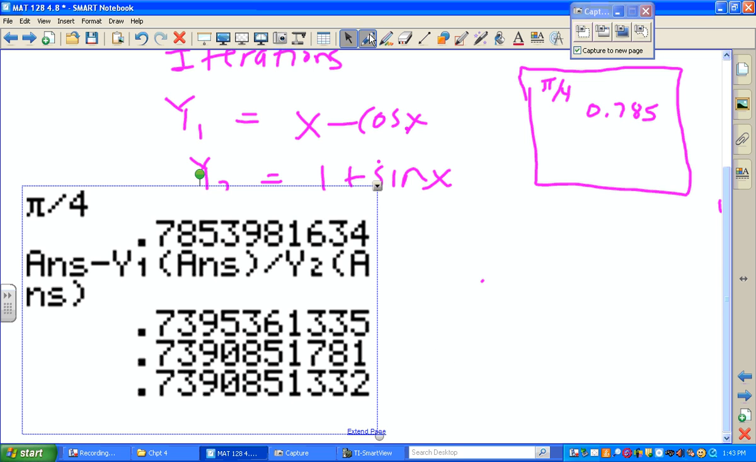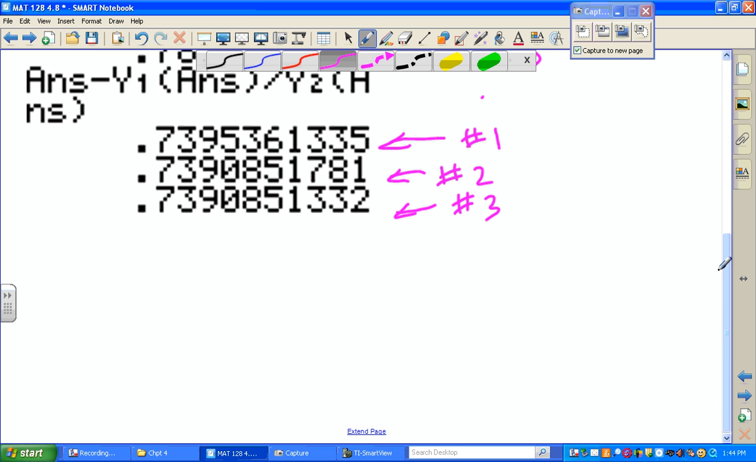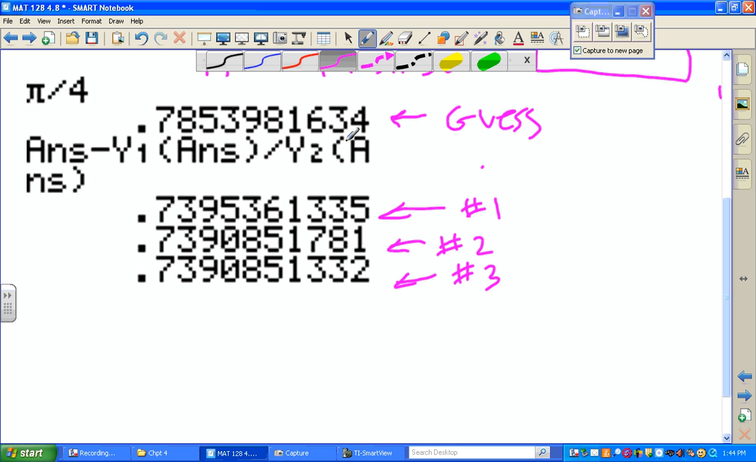Now you can stop at any line you want. Remember, I can't stress this enough. This is your guess. Too many points have been lost in this question. I think it's an easy question. This is iteration number 1. This is number 2. This is number 3. Okay? So hopefully you understand how that is read on your notes, or on your calculator.